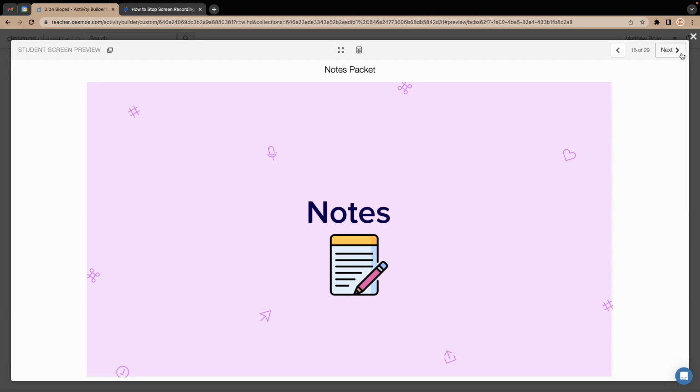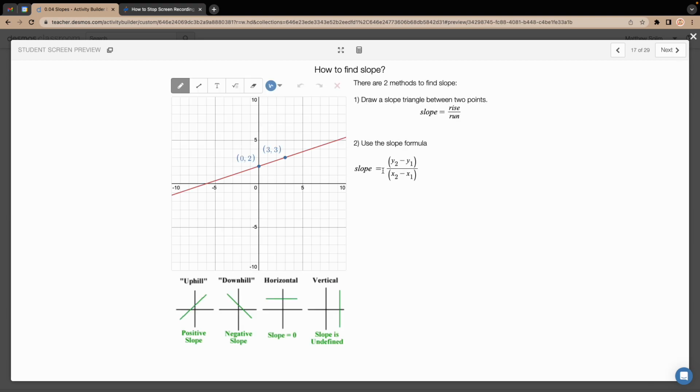Increasing, increasing. So you can see those there. Our notes for today were just how to find the slope of a line. We want to use the slope triangle or the slope formula. You have two methods. Honestly, I think the slope triangle is the easiest, because all you need to do is draw a triangle between the two points.